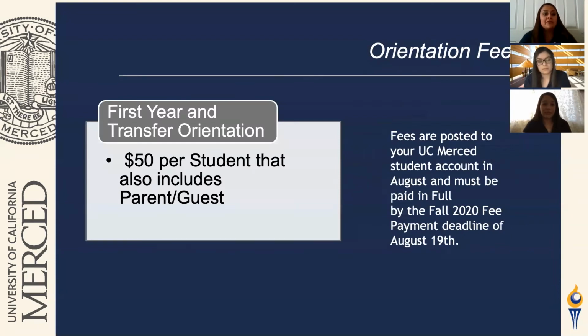The orientation fee for this summer was reduced to $50. That includes parents and guests. This fee will be posted to your UC Merced student account and must be paid by the fall 2020 deadline of August 19th. Next slide, please.